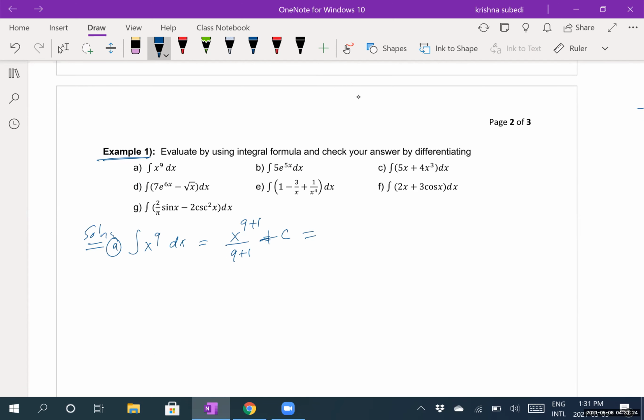Don't forget, this c is called the constant of integration. Okay, you must write that all the time. So your answer is x raised to power 10 over 10 plus c.